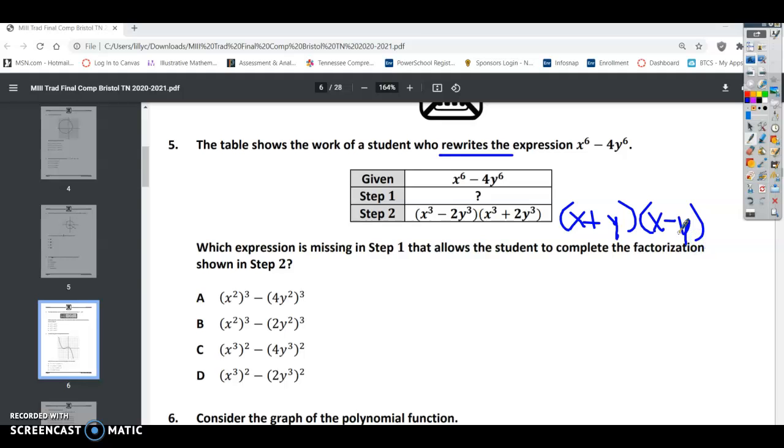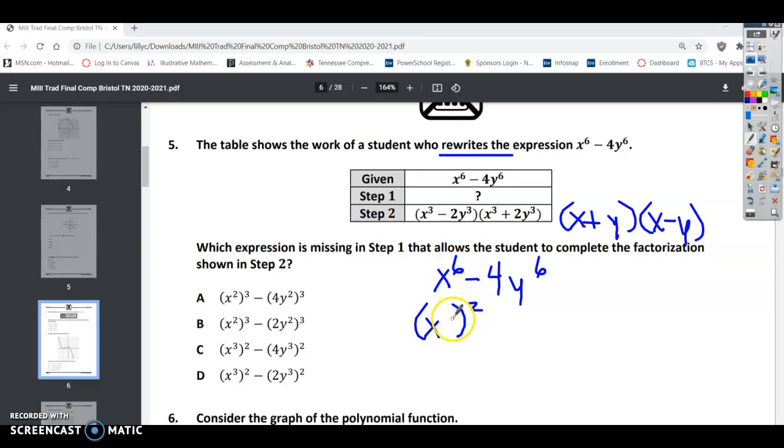All right, so if that's a difference of squares, we want perfect squares to be in step 1. So if I think about x to the 6th minus 4y to the 6th, what can I rewrite this as that I'm going to have perfect squares? So I'm going to rewrite this as something squared. All right, so what times 2 gives me 6?